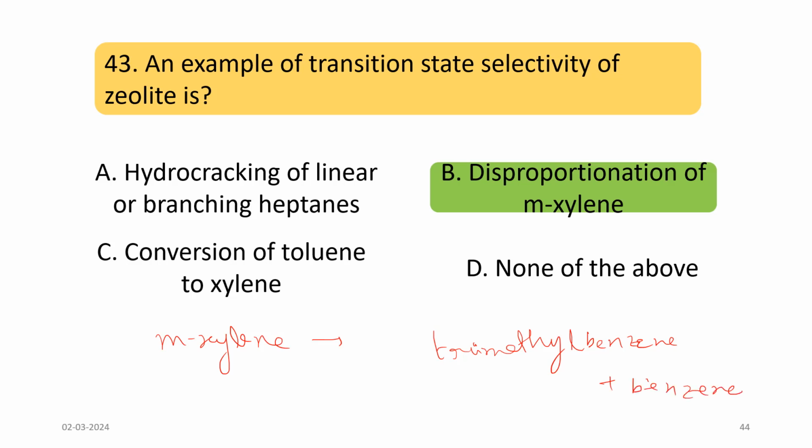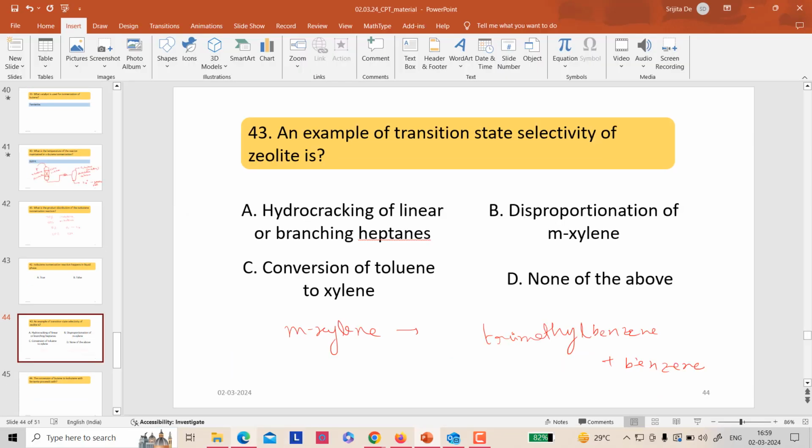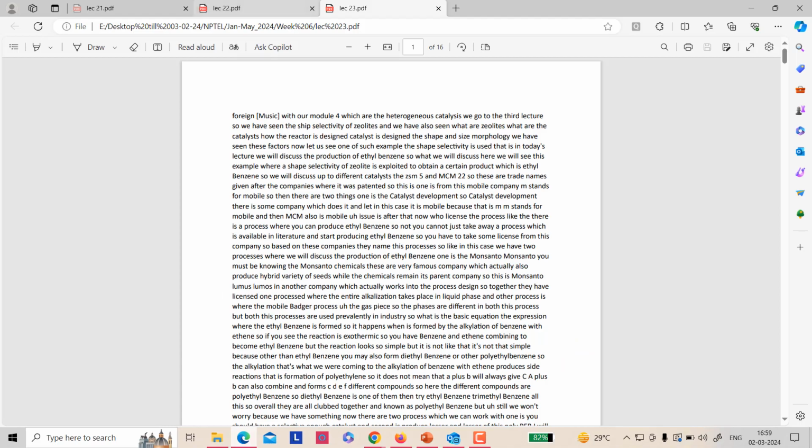So three types of trimethylbenzene can be produced: 1,2,4 trimethylbenzene, 1,3,5 trimethylbenzene, and 1,2,3 trimethylbenzene. But due to the sterically hindered coupling geometry, only one kind of trimethylbenzene is produced. This is the transition state selectivity of the zeolite. I will show the example given in the lecture.